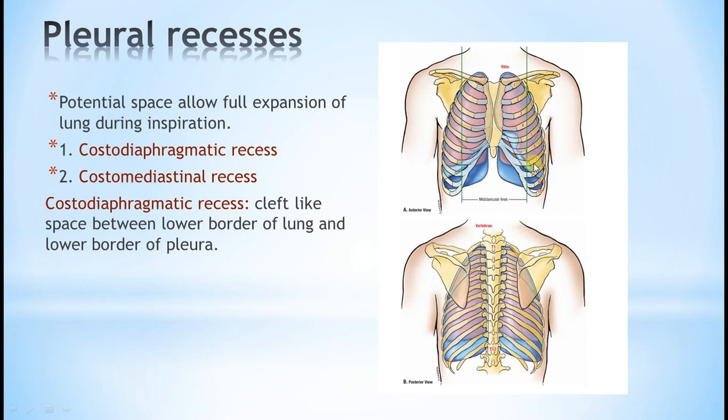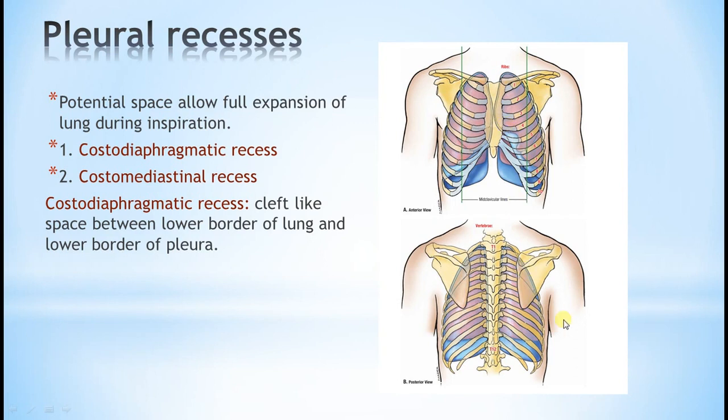Between the lower border of the lung and the lower border of the pleura there is a space which is semilunar in shape, mostly appreciated in a profile, side view. In the same way, between the anterior border of the lung and the pleura you have the costomediastinal line of reflection, where you have the costomediastinal recess, where the costal pleura reflects as the mediastinal pleura.